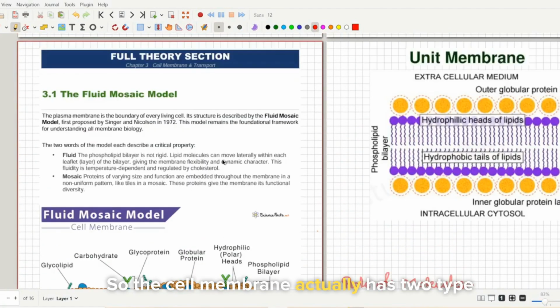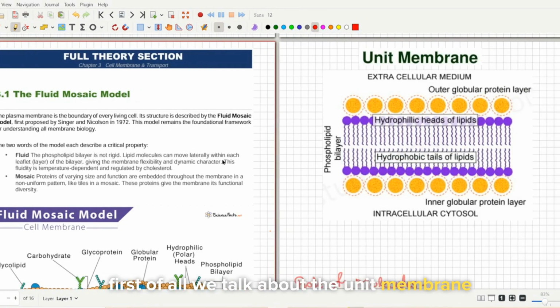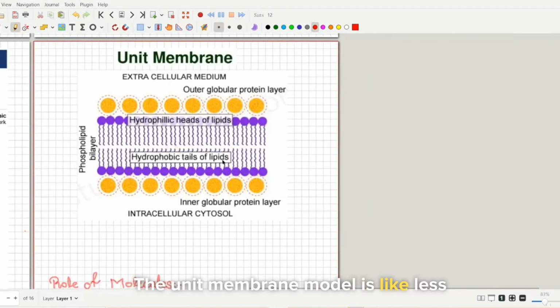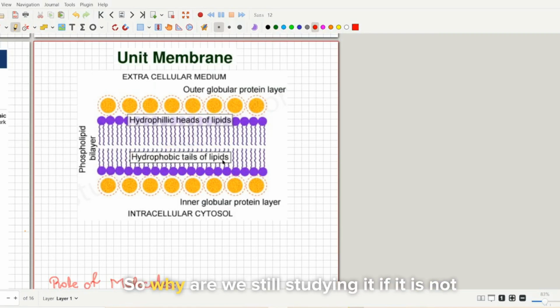The cell membrane has two models that explain its structure. The first model is called the fluid mosaic model and the other is called the unit membrane model. We will talk about both, and first we talk about the unit membrane model. The unit membrane model is less accepted, and scientists don't use it to explain the cell membrane. So why are we still studying it if it is not accepted? The reason is that the unit membrane model tells you, by exclusion, what the cell membrane cannot be.